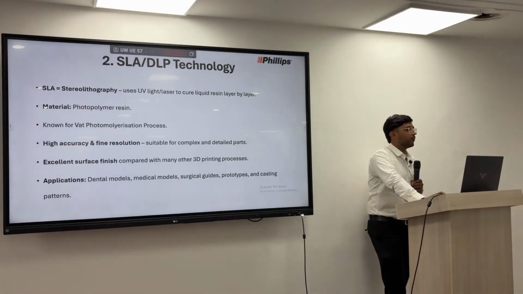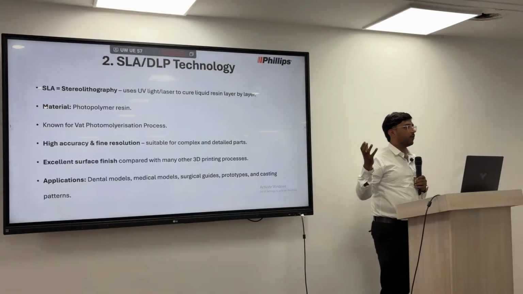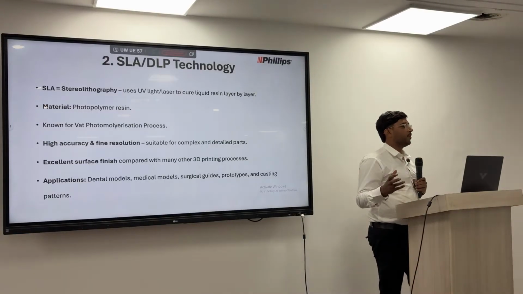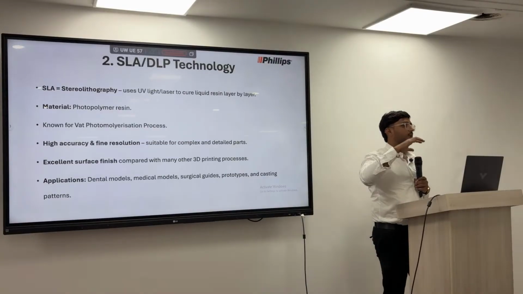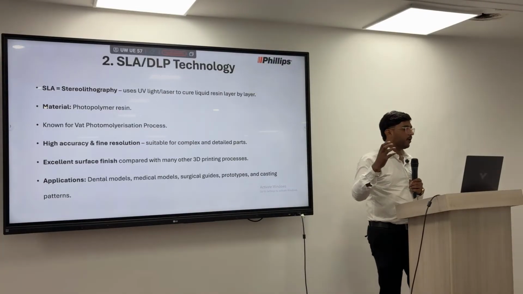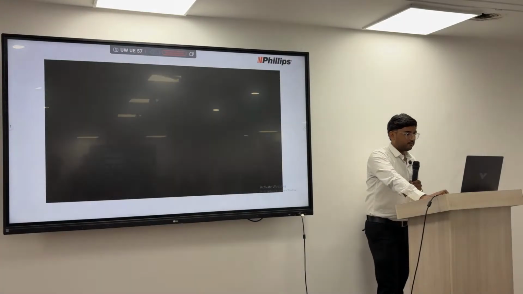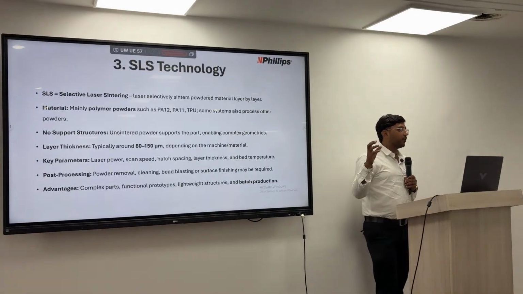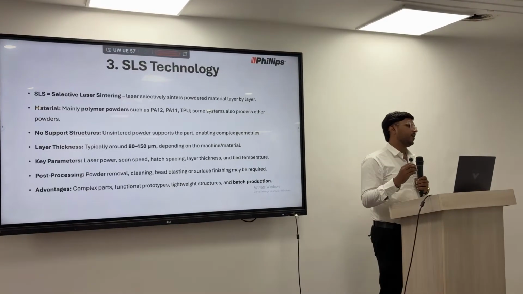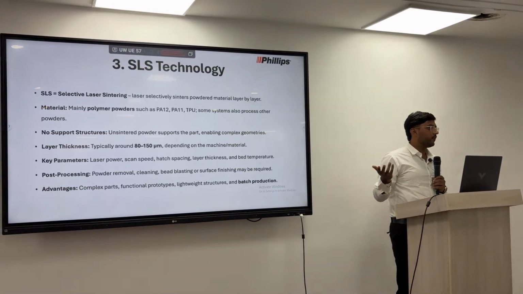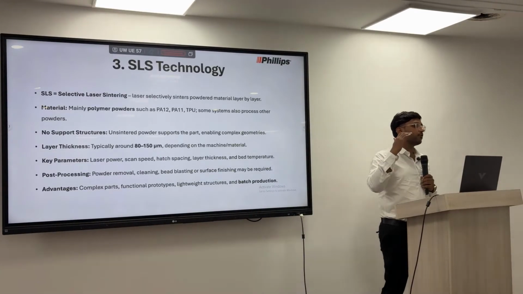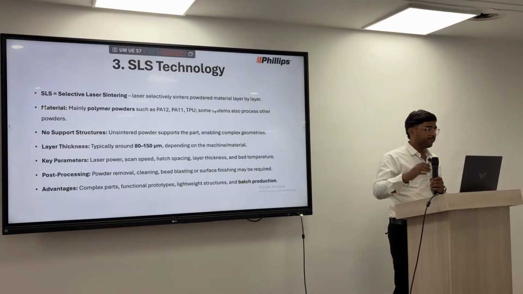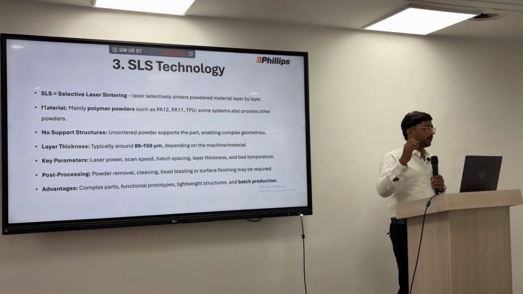SLA is stereolithography, and the main source is light. Sir discussed photopolymer resins: resin which, when given 300 nanometer light, is deposited on the liquid so that it comes into the solid state. That is a photopolymer. SLS is used with powder formation, with materials like PA11 and PA12, which is nylon 11 and nylon 12. The layer thickness is 80 to 150 microns, because additive manufacturing is done layer by layer, which is why layer thickness matters.